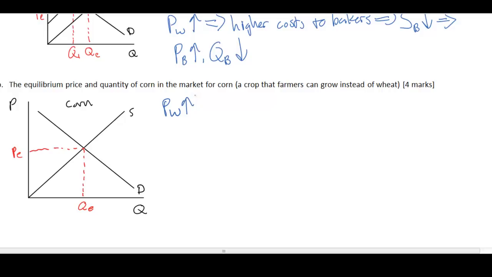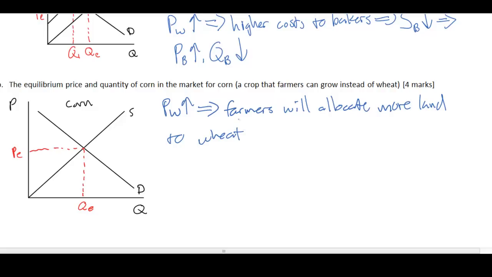However, if you were a farmer, you could grow corn or wheat on the land that you have available. And if the price of wheat goes up, farmers will allocate more land to wheat. This is the law of supply. As wheat prices rise, the quantity supplied of wheat will increase. But in order to increase their production of wheat, they must take land out of corn production and put it into wheat production. This leads to a decrease in the supply of corn.